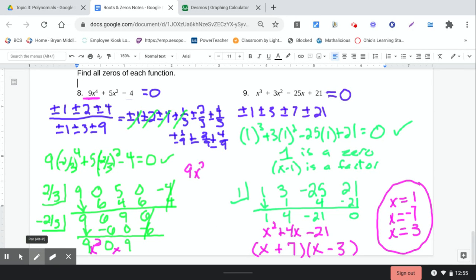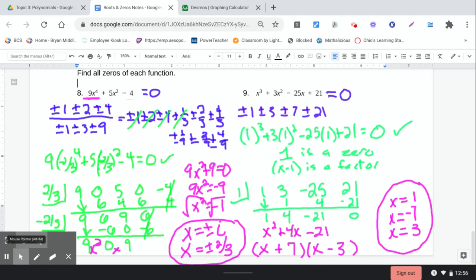So 9x squared plus 9. I'm going to subtract 9 from both sides. I'm going to divide by 9. I'm going to take the square root. Remember, if you introduce the square root, it's plus or minus, and the square root of -1 is i. So my zeros are plus or minus i and plus or minus 2/3.